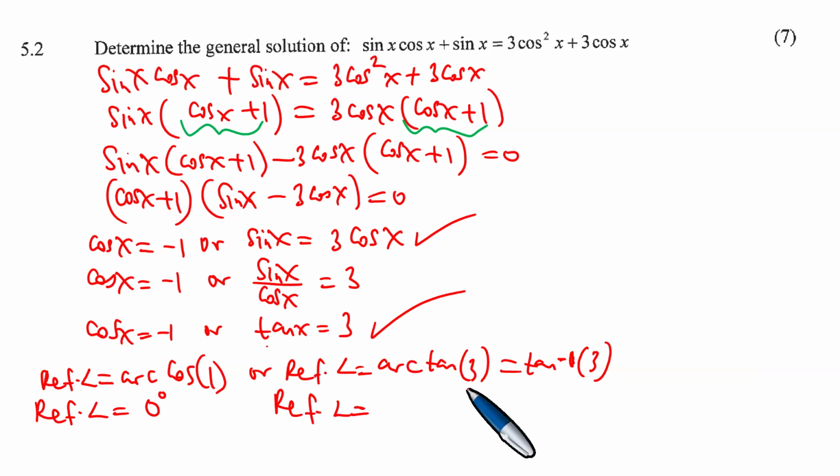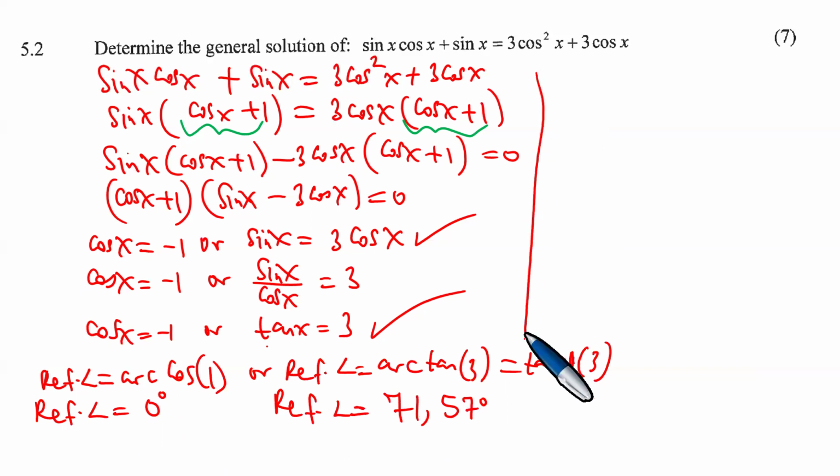Arctangent of 3. What is arctangent of 3 here? Arctangent of 3 is actually 71.57 degrees. So what do we do next? Now we've got the reference angles and then we just need to get the answers.